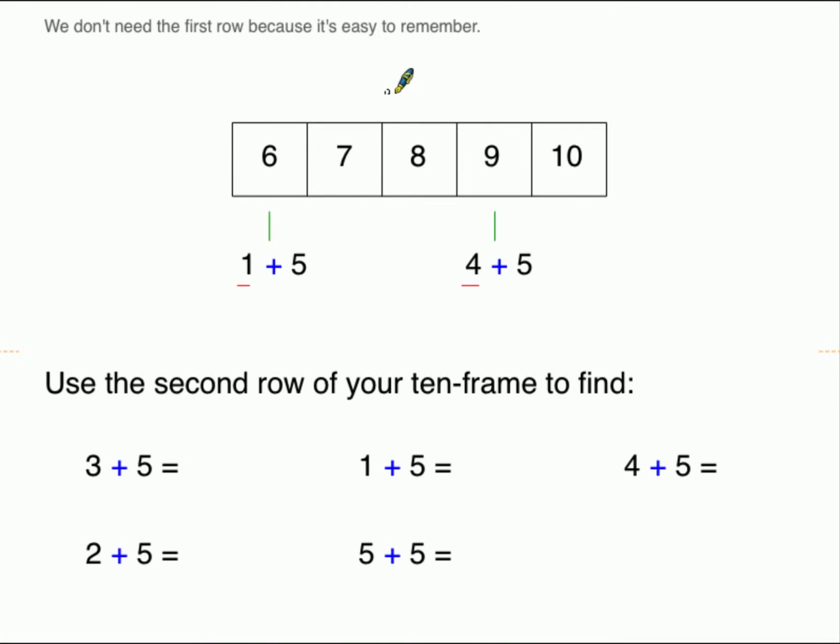If you can remember where the numbers are in the first row, then you don't even need the first row to figure it out. If you just remember that the 3 is here, then you know that 3 plus 5 equals 8. 1 plus 5 equals 6. 4 plus 5 equals 9. 2 plus 5 equals, the 2 was here, 7. 5 plus 5 equals, the 5 was here, plus, you should know this, 10.